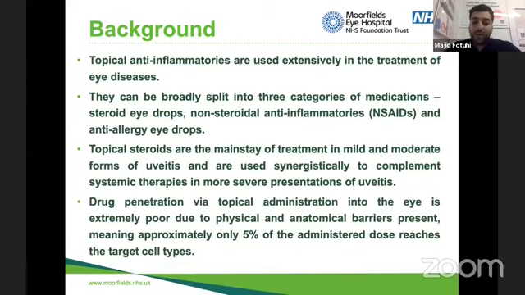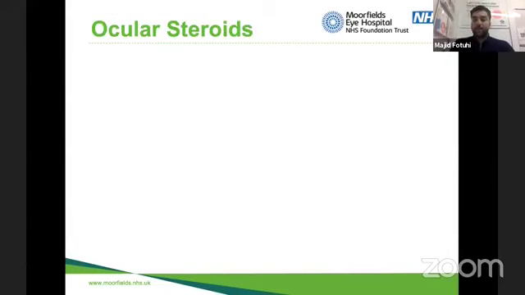In terms of penetration via the topical routes, the absorbance of the drug is very low because of the many physical and anatomical barriers which are present, meaning only approximately 5% of the administered dose reaches the target cells, particularly at the back of the eye, so the anterior segment, which is where a lot of the uveitis diseases or subtypes of uveitis occur in. Despite this, they are very extensively used and very effective.